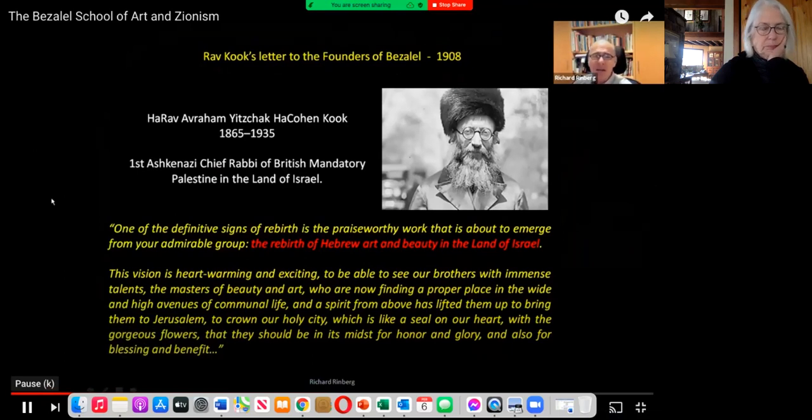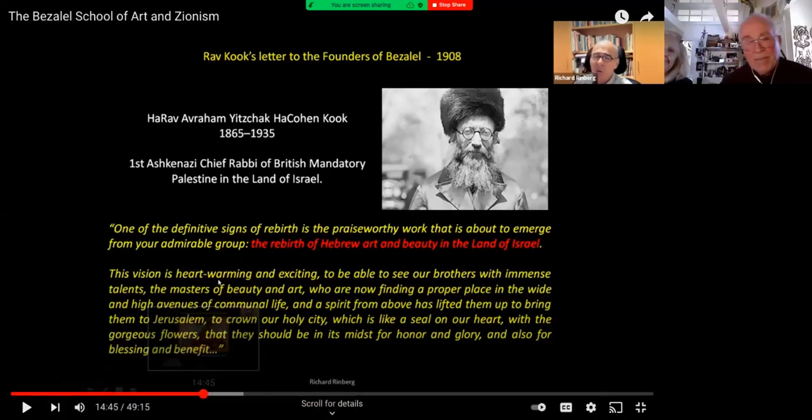And you can read in his letter, he says, one of the definitive signs of rebirth is the praiseworthy work that's about to emerge from your admirable group. He doesn't call them a group of sinners. He says they're admirable, the rebirth of Hebrew art and beauty in the land of Israel. This vision is heartwarming. My father's friend.